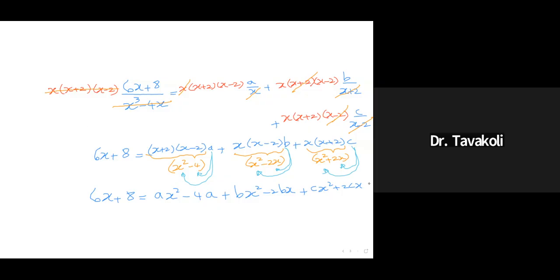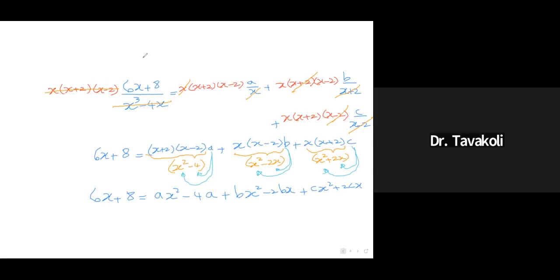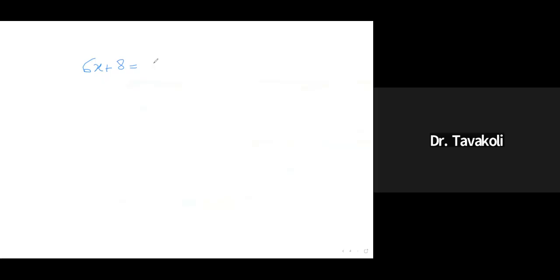So let's see, on the left side, I have, let me continue on the next page, 6x plus 8 equals, on the right side, I see that three terms are of degree 2, ax squared, bx squared, cx squared. All of them have x squared in common. I can write that as a plus b plus c times x squared.